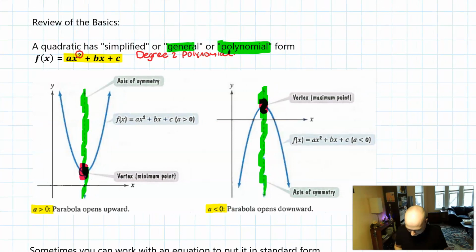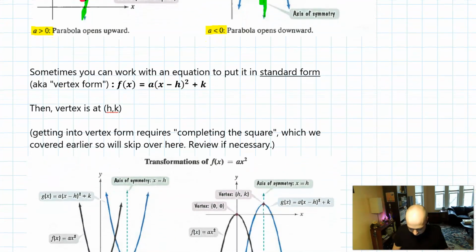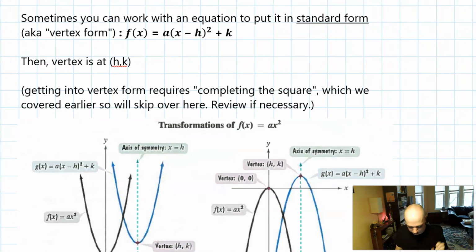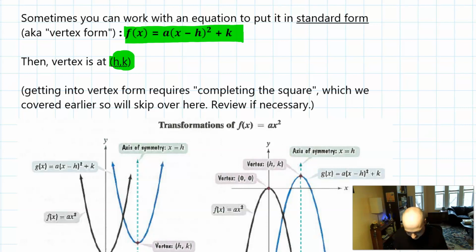It's too simple. So often when you're working with a graph, you instead are working with the equation that our book calls standard form, but probably in your past, I know in other classes I teach, I've called this vertex form. Why? Well, because if you have a quadratic in this form, then the vertex is going to be at the coordinate h comma k.